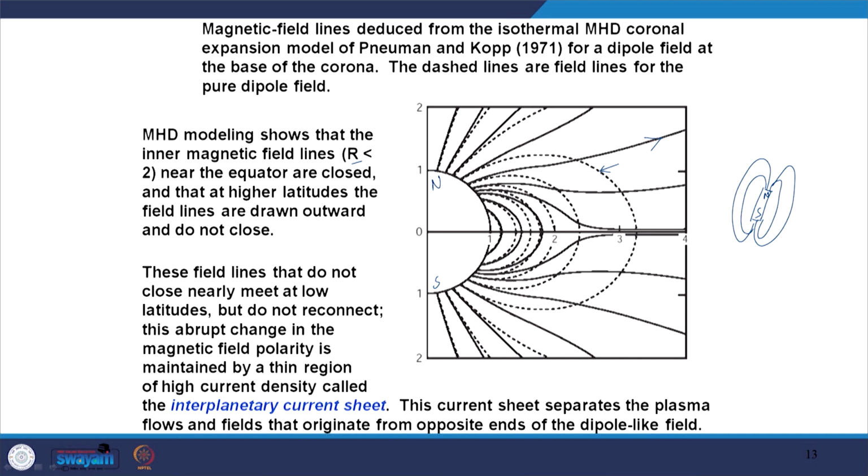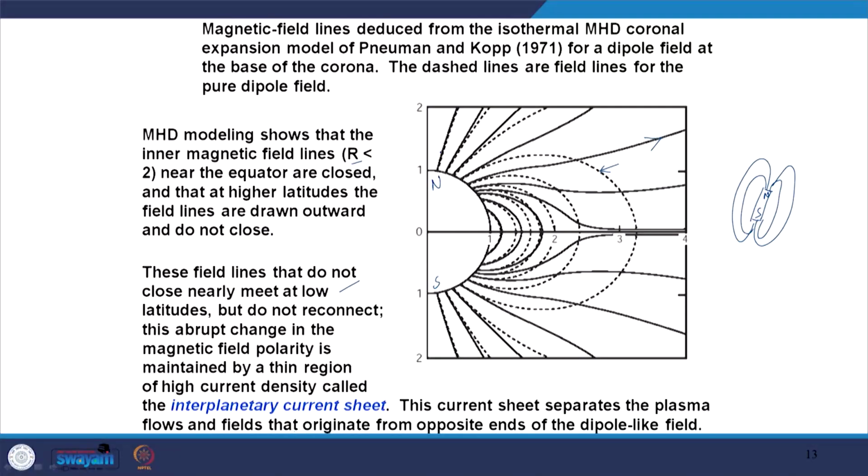What you see here is that the inner magnetic field lines are opening and closing, that means diverging and converging on the surface of the sun itself, but the magnetic field lines at the higher latitudes are not closed, they are open magnetic field lines. These field lines that do not close nearly meet at low latitudes, but do not reconnect. This abrupt change in the magnetic field polarity is maintained by a thin region called a high current density interplanetary current sheet. We think so since the polarity of the magnetic field is changing between two points on either side of the equator.